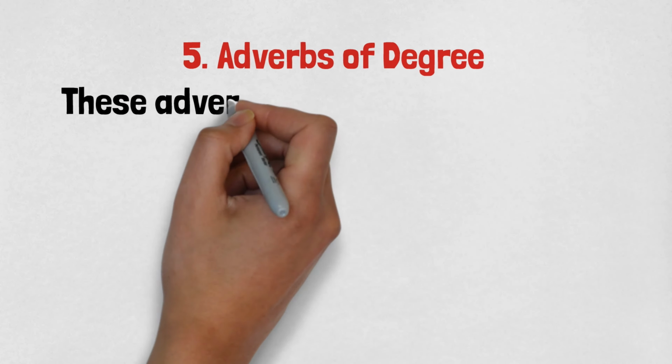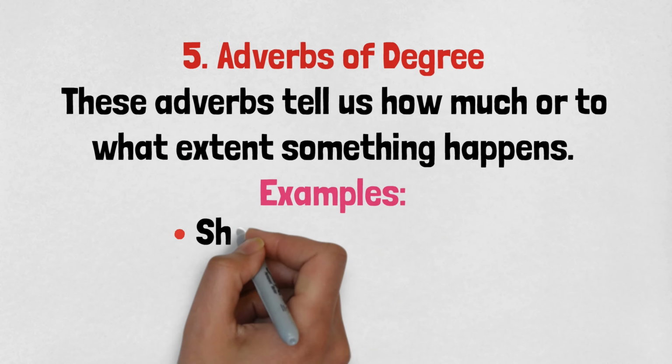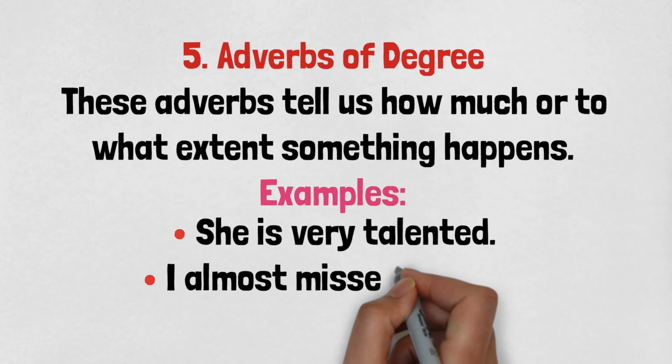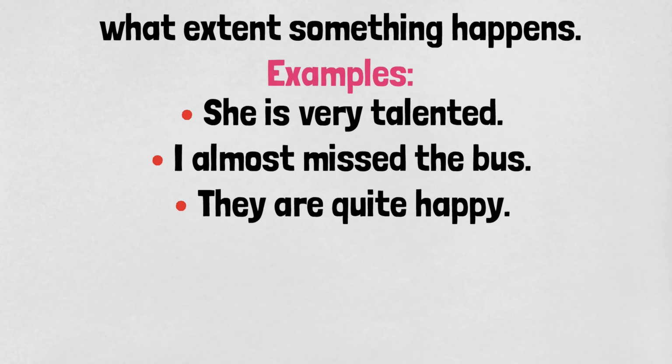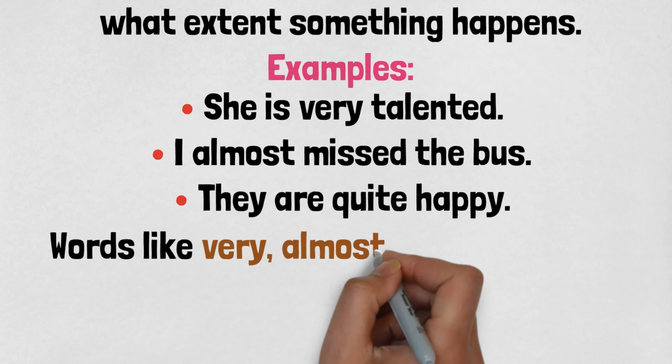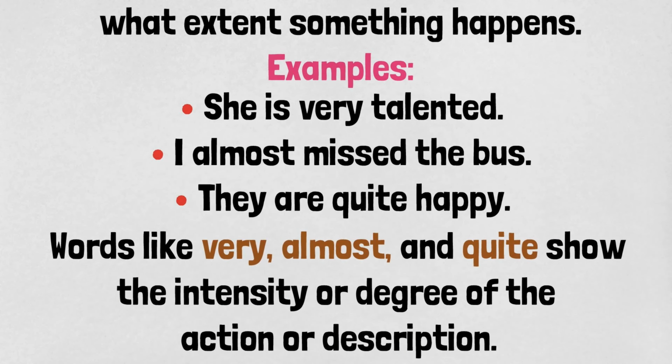5. Adverbs of degree. These adverbs tell us how much or to what extent something happens. Examples: she is very talented. I almost missed the bus. They are quite happy. Words like very, almost, and quite show the intensity or degree of the action or description.